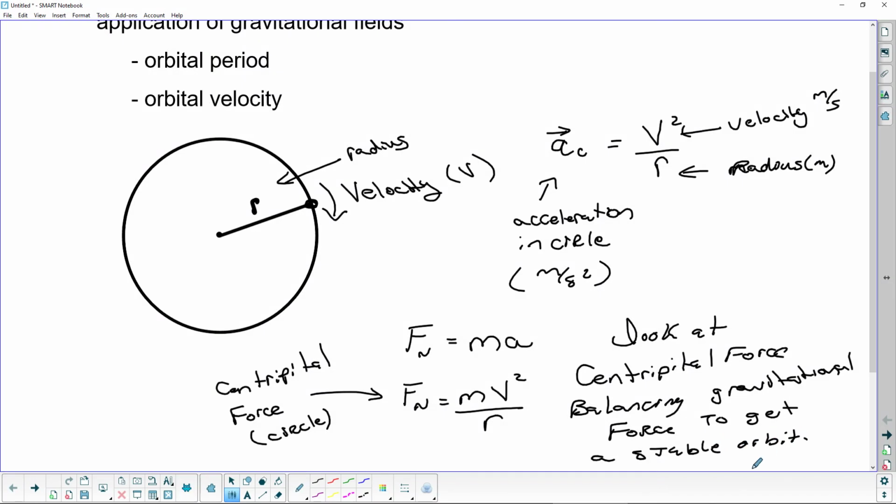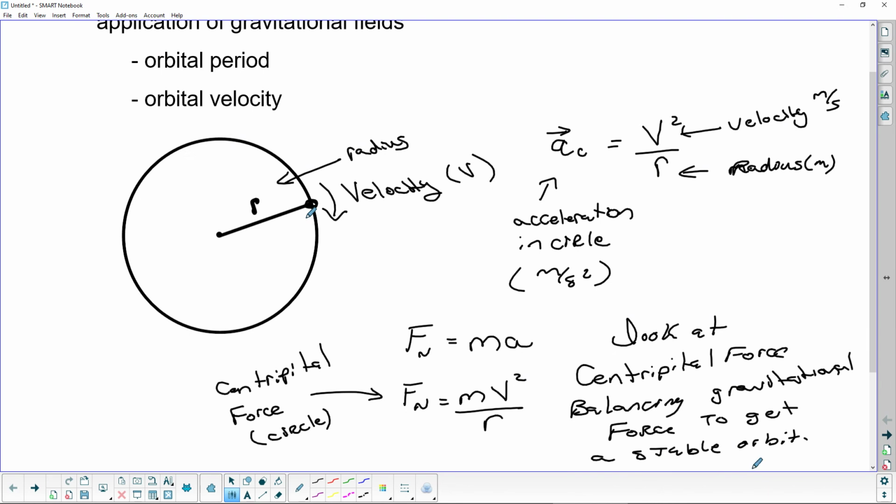So if I ask you later in the unit, how do satellites stay in orbit? Well, they stay in orbit because their velocity traveling around in a circle gives them a centripetal force that counteracts the gravitational force of the Earth. And they try to balance it out to stay in that orbit. Okay, and sometimes they have to do a little bit of correcting with thrust and things like that. Okay, anyways, we're going to look at these two.